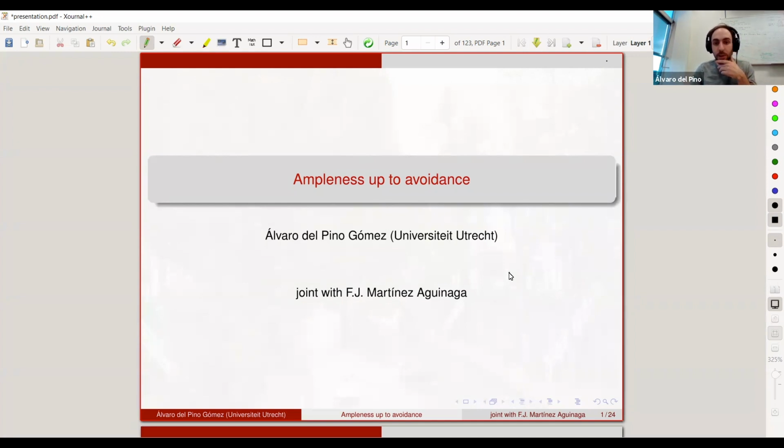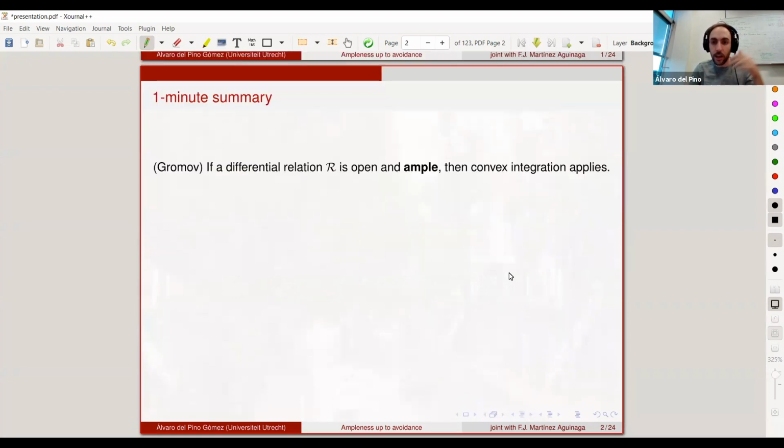Okay, so I'm going to talk about this idea that we have that we call ampleness up to avoidance. And the elevator pitch for this is basically the following. We like Gromov's convex integration. And this roughly says that if I have a differential relation R that is open and ample, then the h-principle applies because convex integration applies. And as many people have repeated over and over this week, this means that we're able to say something about the weak homotopy type of the space of solutions of this relation by relating it to its formal counterpart. We will discuss what this is later on.